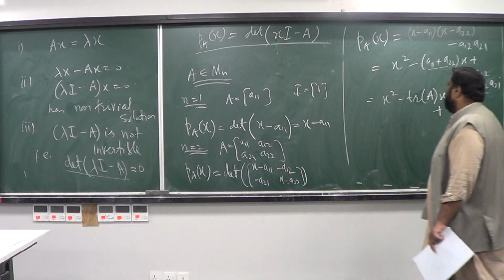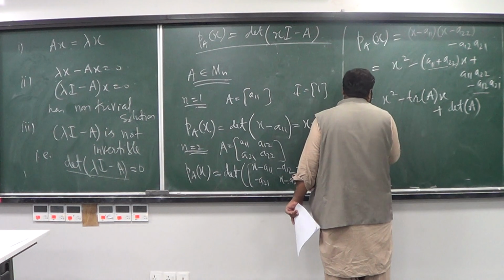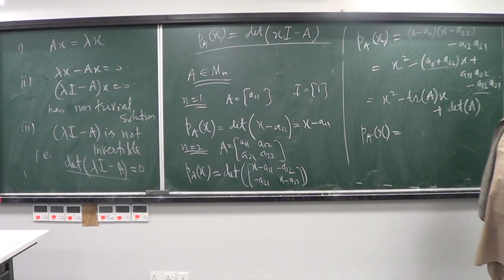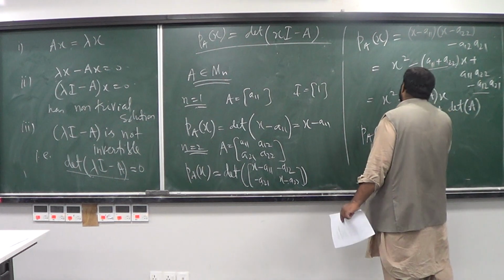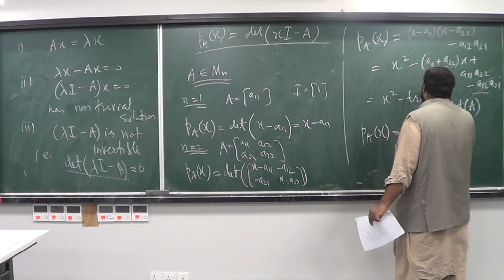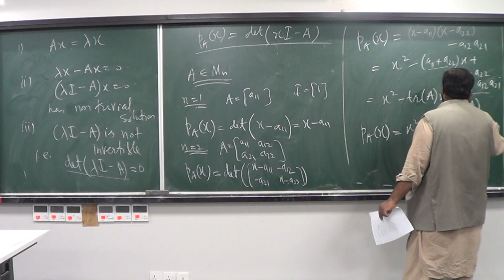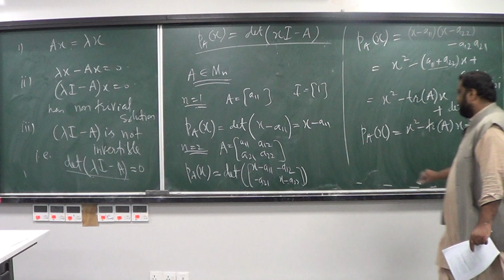So for any given 2 by 2 matrix, this mysterious polynomial, which we're going to call the characteristic polynomial, whose roots are the eigenvalues of the matrix A, is going to be x squared minus trace of A times x plus the determinant of A. This is really the polynomial.